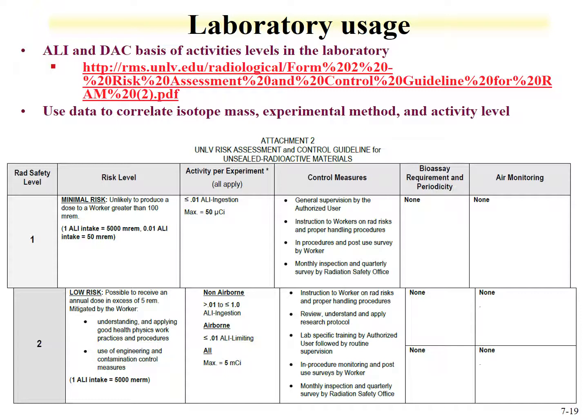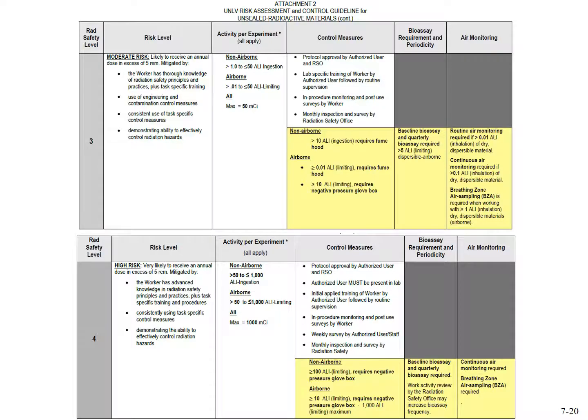In the laboratory, we have 4 radiation safety levels. Rad safety level 1, which is minimal risk. You're at a fraction of an ALI, and these are for workers who are just starting to work. We can go to rad level 2, which is at up to 1 ALI. Rad level 3, we can go well above an ALI. It's broken into airborne or non-airborne. And depending on whether we're using airborne or non-airborne, we have certain requirements such as using a fume hood or a negative pressure glove box.